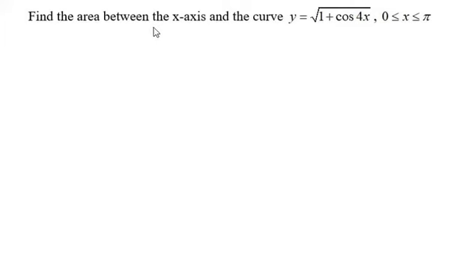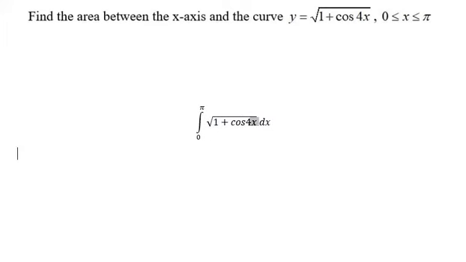Find the area between the x-axis and the curve y equals the square root of 1 plus cosine 4x, from 0 to b. So now I will show you how to answer. We need to put the integration from 0 to b, and we have the square root of 1 plus cosine 4x dx.